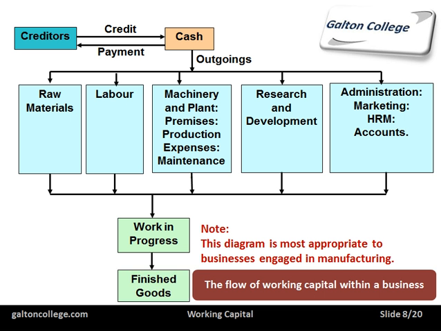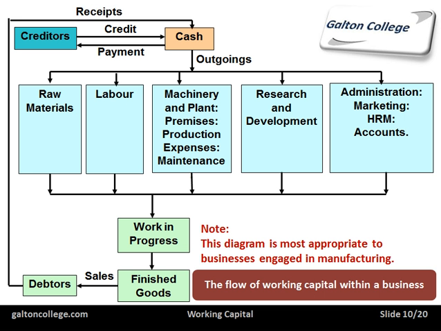And from work in progress, we would get the finished goods. And the function of the finished goods is to be sold, and they may be sold to debtors. So they may be sold on credit, for example. So in other words, people receive the finished goods and promise to pay for them in a month's time. Now that needs to be managed as well. So there is more to the management of working capital than meets the eye. Every bit of it needs management.